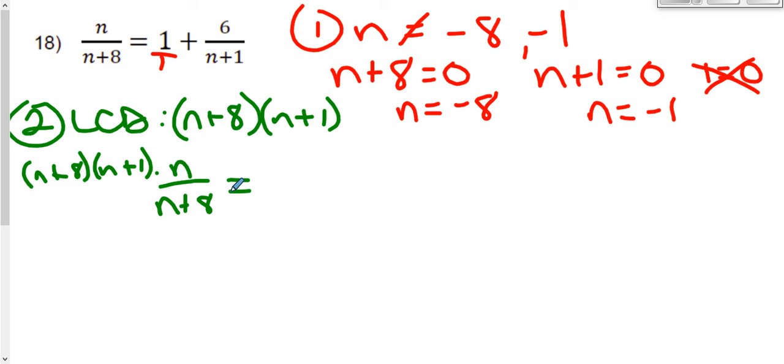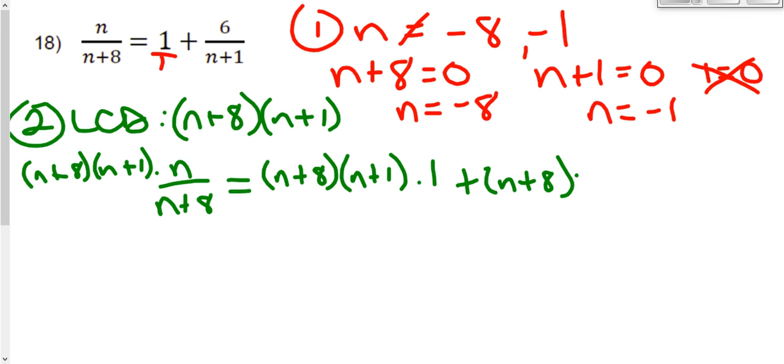Then our equal sign. Then we'll go ahead and take our n plus 8 times n plus 1 and multiply it by my next term, which is just the number 1. And all the way to the right, we'll take our n plus 8 times n plus 1 and multiply it by our last term, which is 6 over n plus 1.